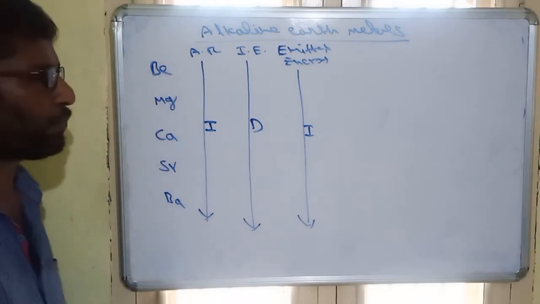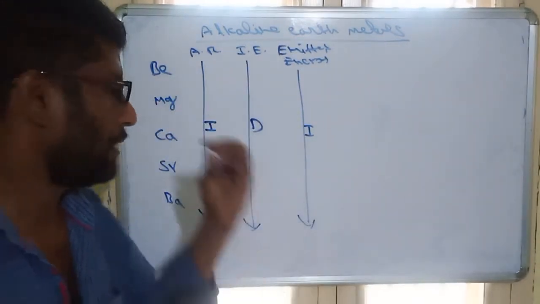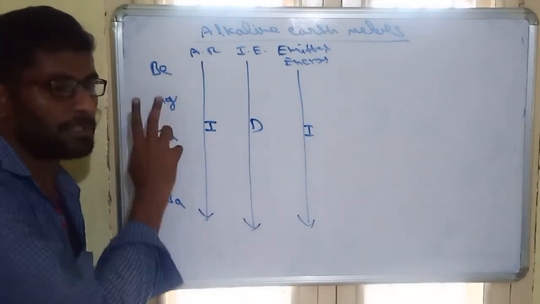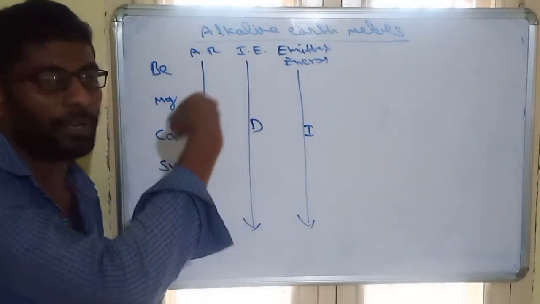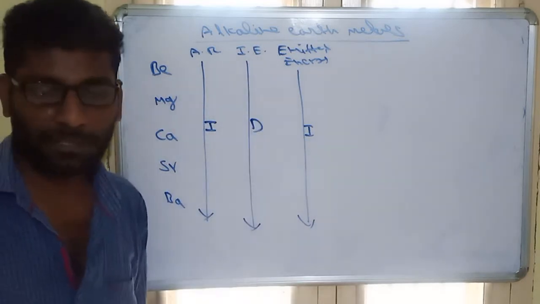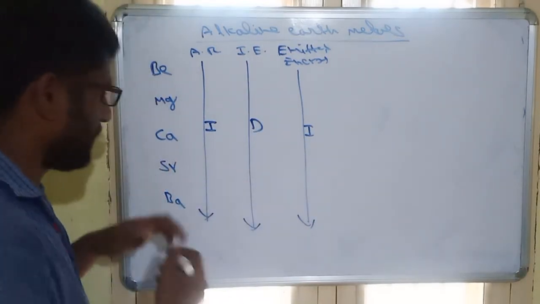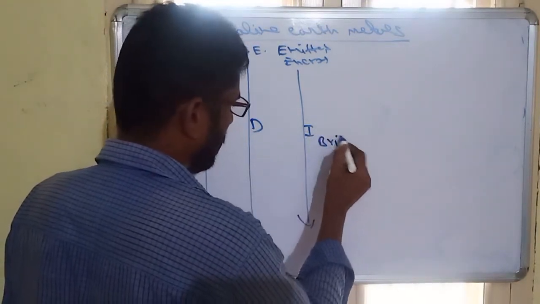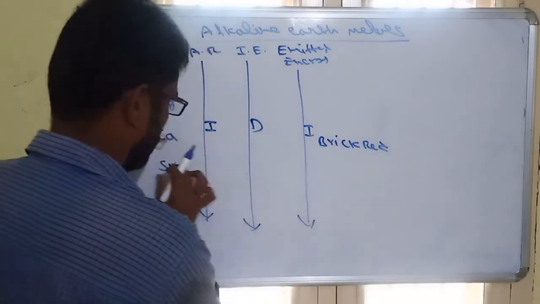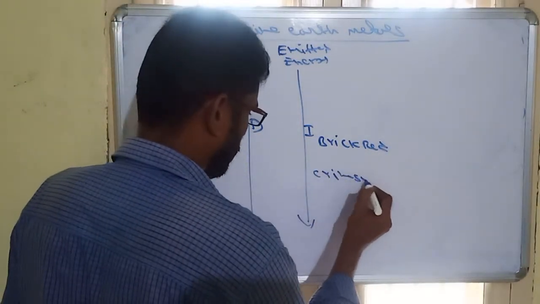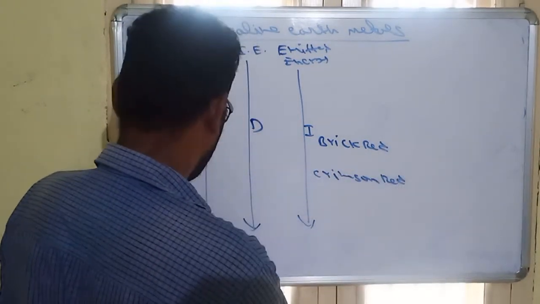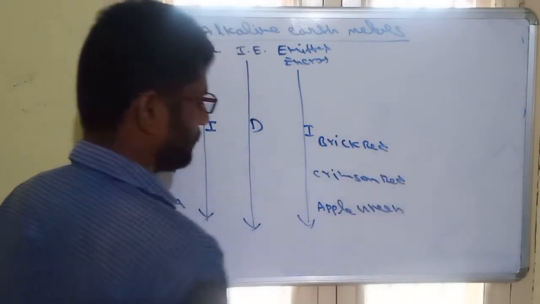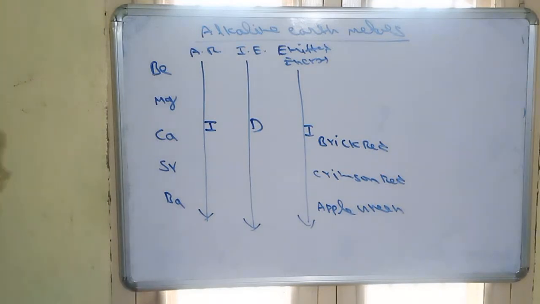Beryllium and magnesium have very low emitted energy and do not exhibit any color, since their ionization energy is very high. Calcium will show color: brick red. Strontium will show crimson red, whereas barium will show apple green. So these are the three elements which show color.